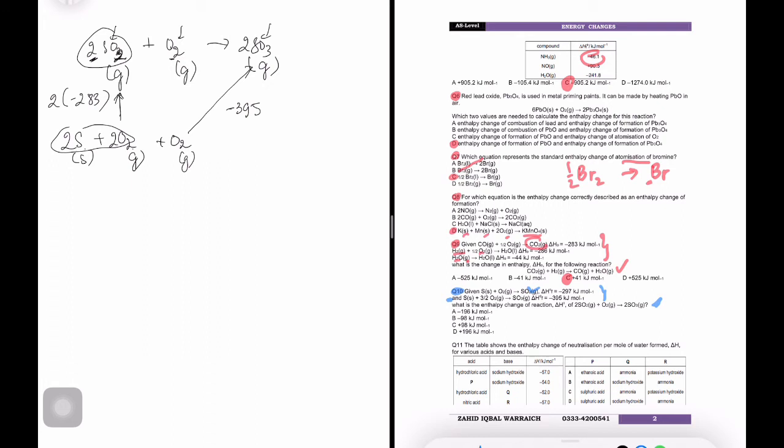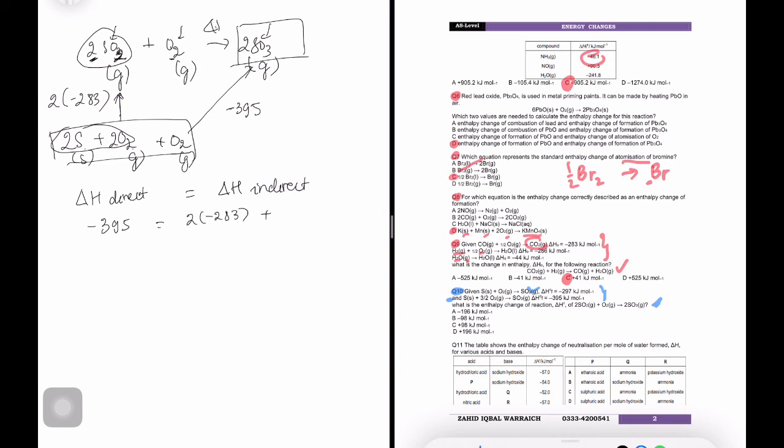Next step, we have to look for what the starting materials and the products are, which is the direct process. It looks like we can go from here directly to here, and the rest will be indirect. So now we can write out delta H direct equals delta H indirect. The delta H direct will be minus 395, equal to the indirect, which is 2 times minus 283 plus the delta H of the unknown process that we have here.